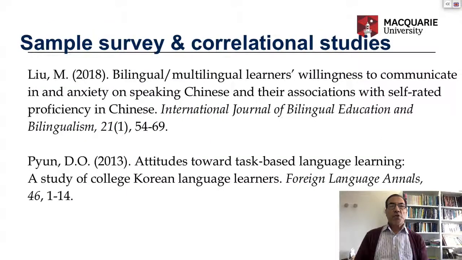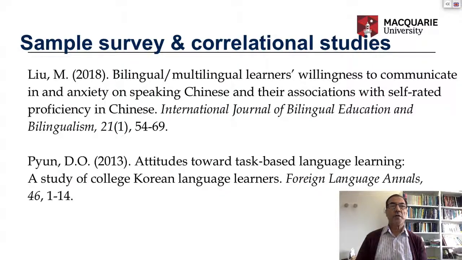At the end of this presentation, I would like to introduce two studies that you can refer to and find out how researchers have defined their topics and how they have formulated their research questions, how they have defined their target population, and what sampling procedures they have followed in order to choose their sample, what sort of analysis they have conducted, and especially what sort of inferential statistics they have used in order to make inferences about the target population. The first study is done by Liu in 2018.